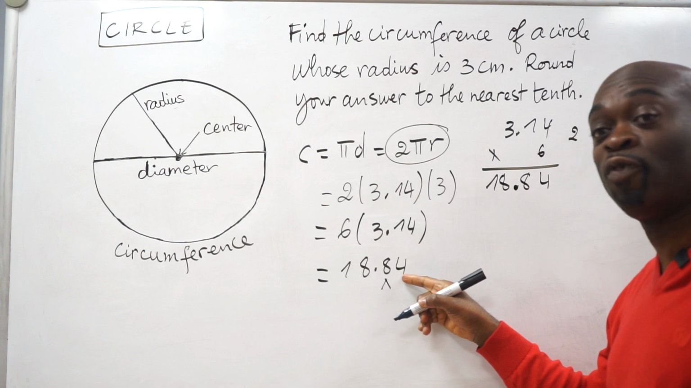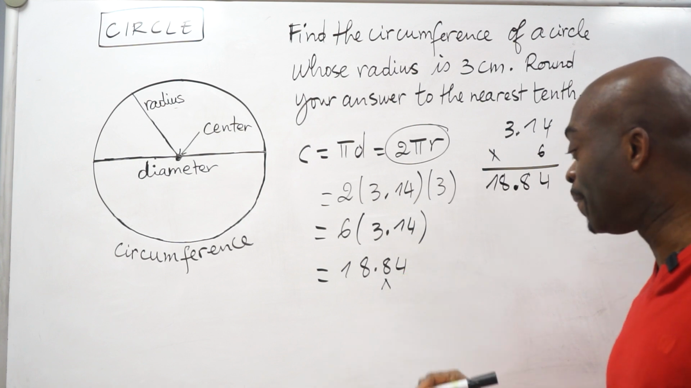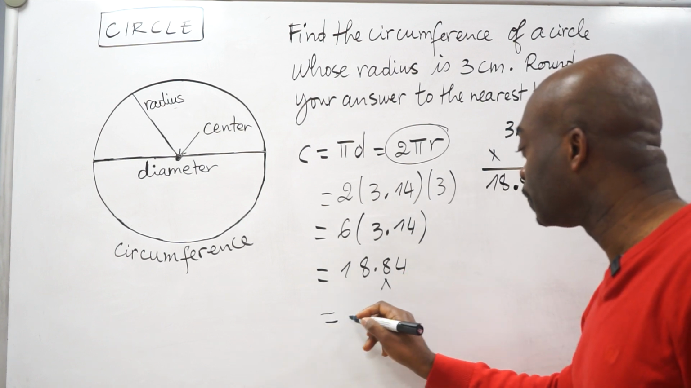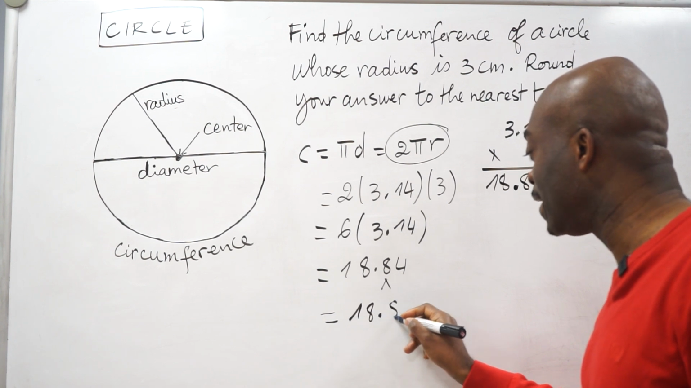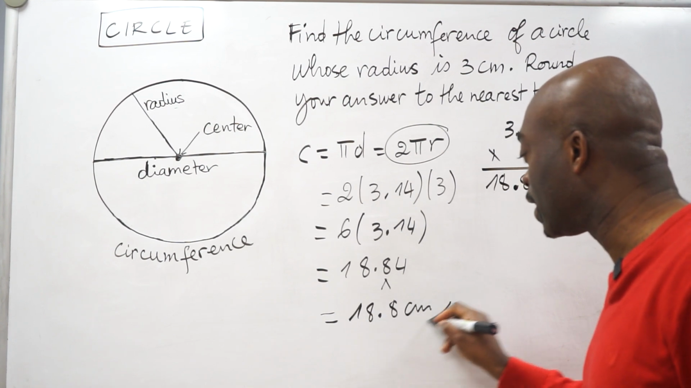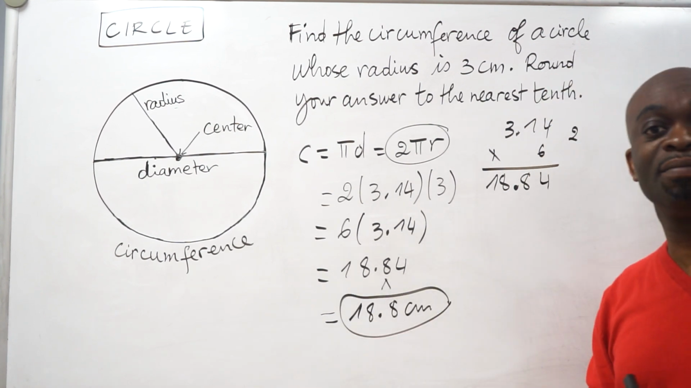So in this case, it's a 4. 4 is less than 5. So what's going to happen? This is going to be equal to 18.8. So we do not change anything when it comes to that. Here it is, and then we're done.